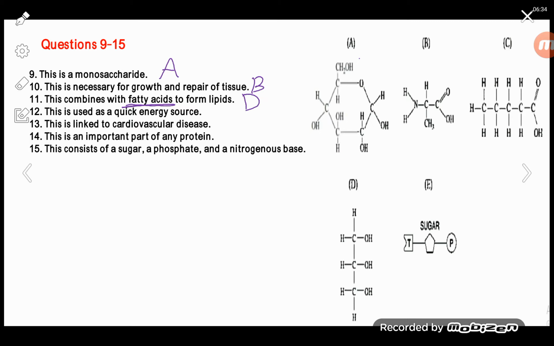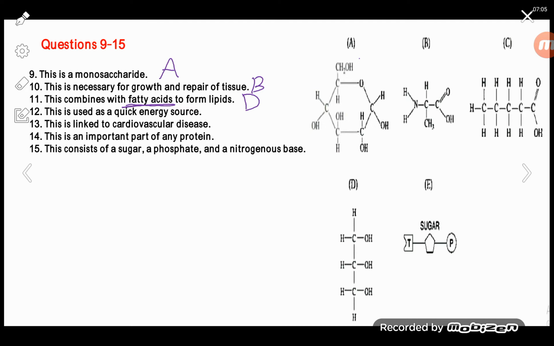Let us come to the next question. This is used as a quick energy source. Guys, for the energy source we have carbohydrates, lipids and proteins. Carbohydrates are used as a source of energy. They quickly supply energy to the body, while lipids are used during hard exercise, when we are running or going to sport or playing a game.